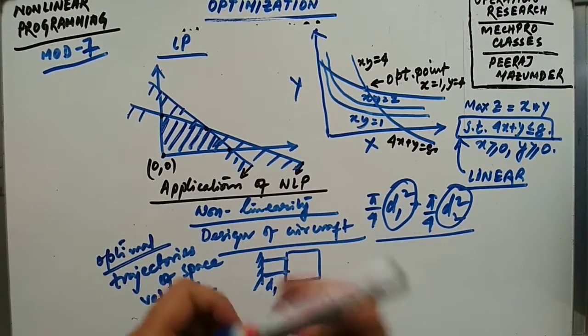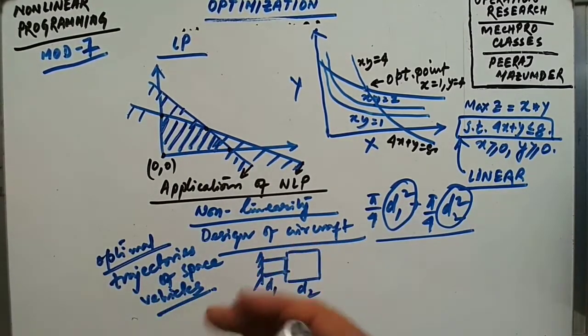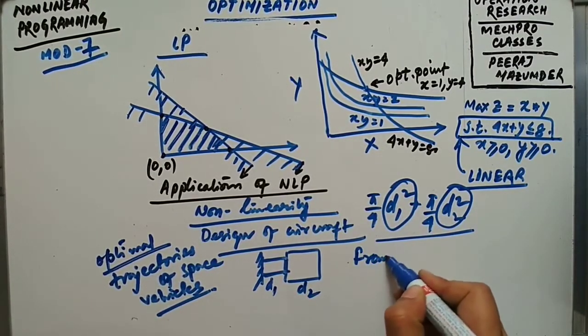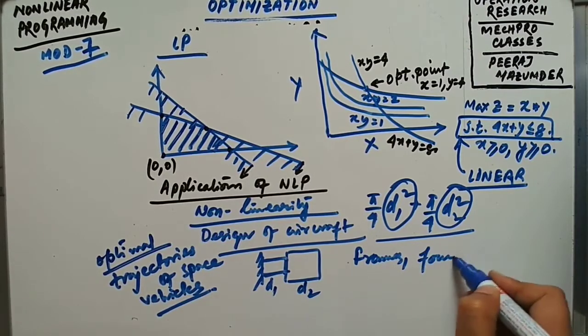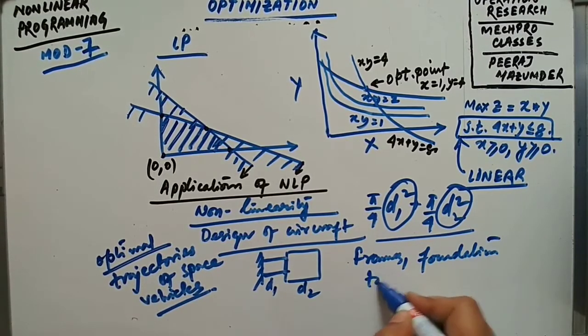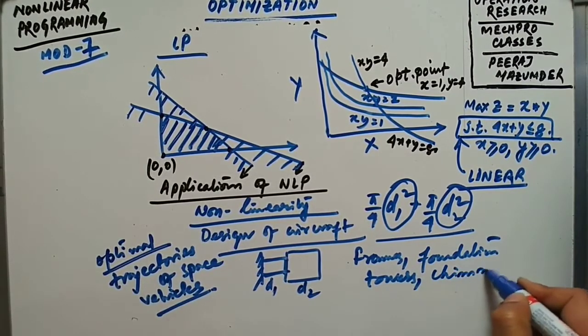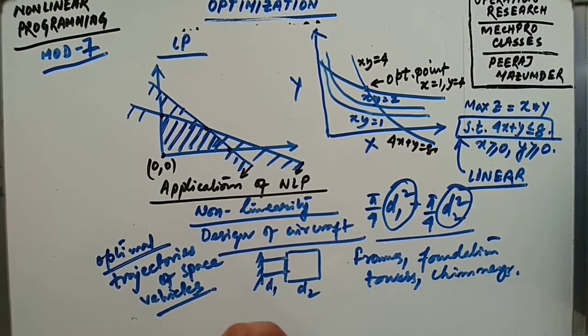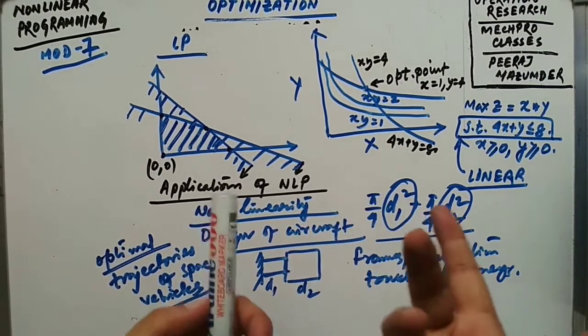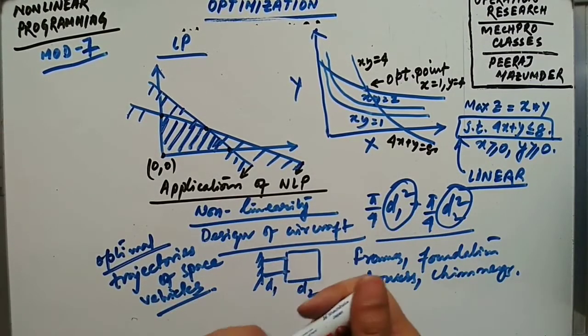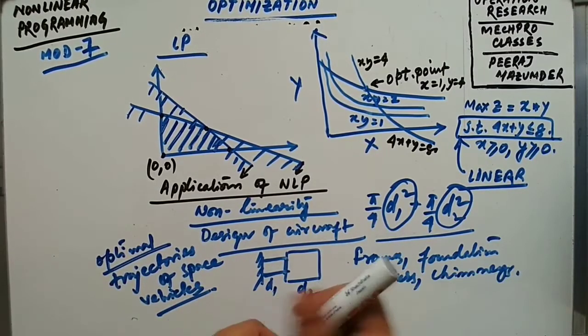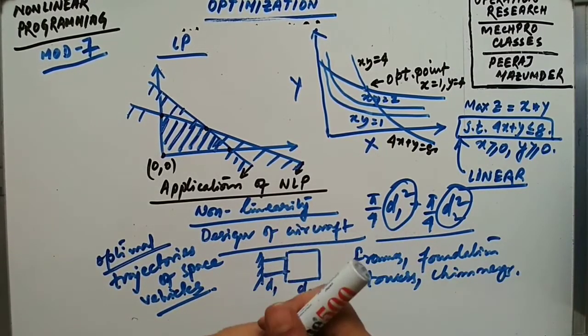And in civil engineering, they also use it in the design of civil engineering structures such as frames, foundations, towers, chimneys, and dams for minimum cost. Next comes the minimum weight design of structures for earthquake, wind, and many other things, like design of water resources systems for maximum benefit, and optimal plastic design of structures.